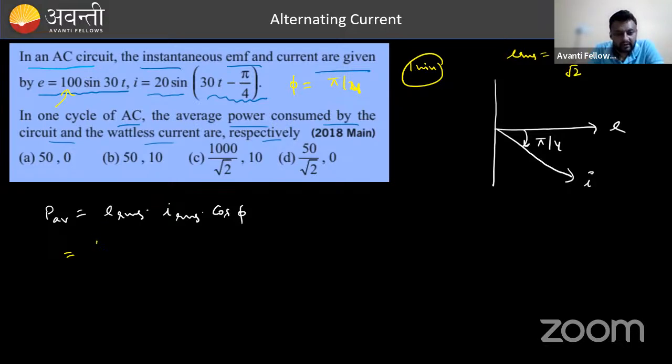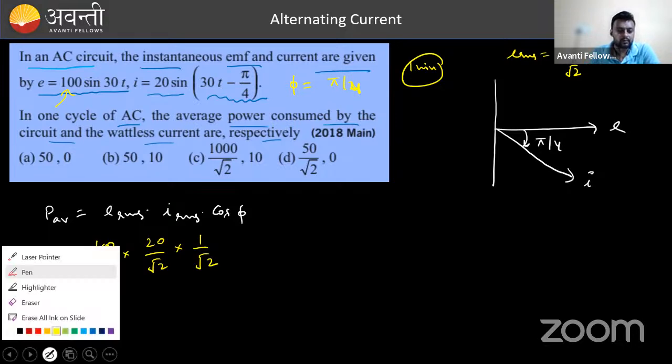So E naught is what? 100 by root 2 into IRMS is I naught, that is 20 by root 2 into cos phi. Phi is 45, and cos 45 means 1 by root 2. Clear?